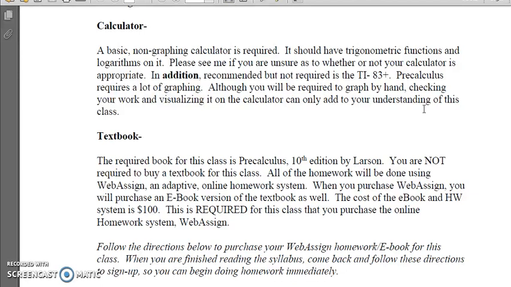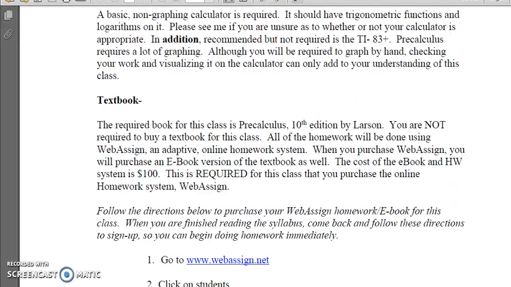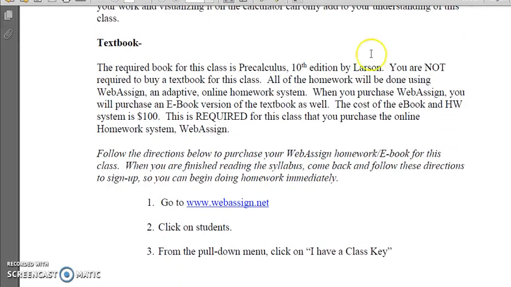Speaking of the textbook, once you get your hands on a calculator, the next thing we're going to need is a textbook. Now the textbook, we're not using a paper textbook for this class. Instead, we're going to use an ebook. So the required book for this class is called Pre-Calculus 10th Edition by Larson. You don't have to buy it, but you do need to purchase WebAssign. Now, WebAssign is an online homework system. It will grade your homework for you as you do each question, and it will offer some hints, it will offer videos, it will help you out when you have questions in some cases.